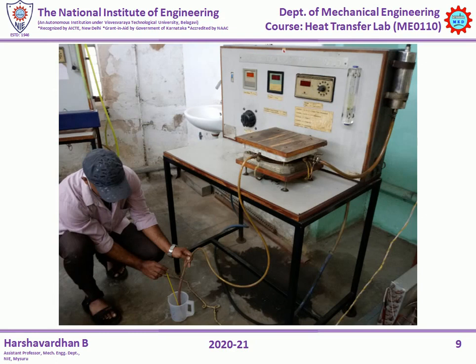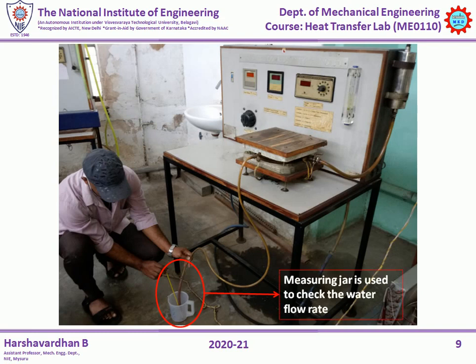Before we conduct the experiment, once the flow control valve is set, we should go for measuring the flow rate. So flow rate can be measured with the help of a measuring jar and a stopwatch. By using a measuring jar and a stopwatch, we can determine the flow rate of the water, or mass flow rate of the water.